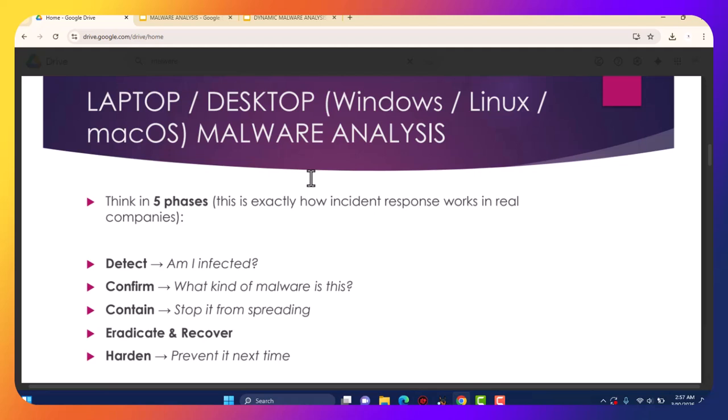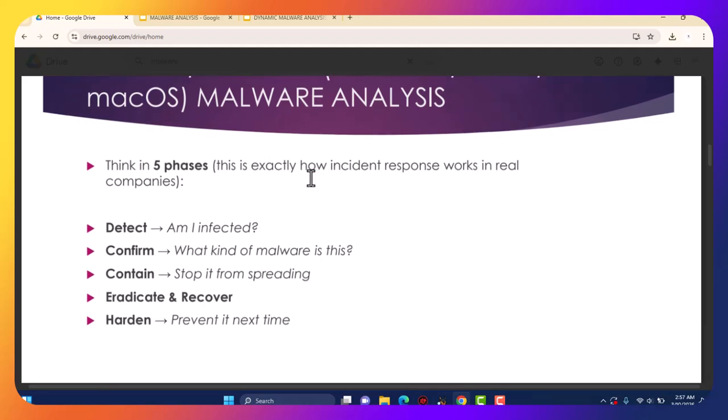One is to detect. So the question you ask yourself in detection is, am I infected? That is the first question you ask yourself. Am I actually infected? If you are infected, then you can confirm. Because there is what is called a false positive. What is a false positive? A false positive simply means assuming something is right because there is a trigger.